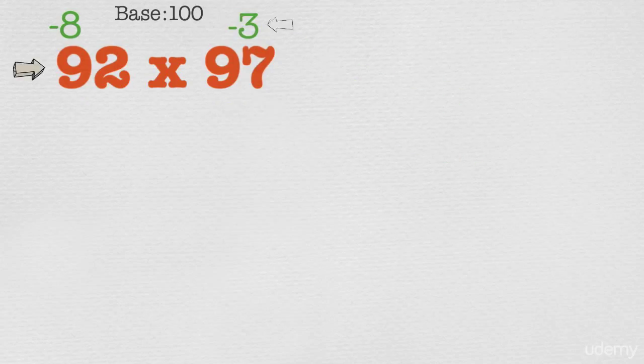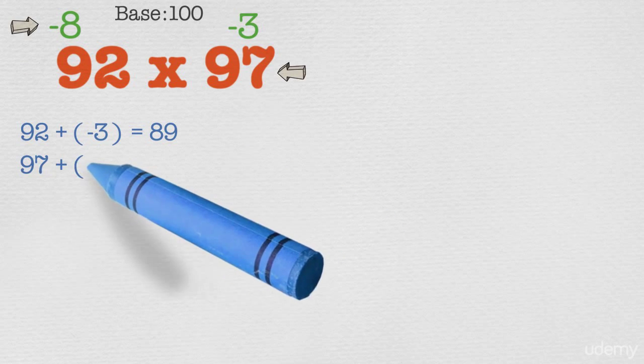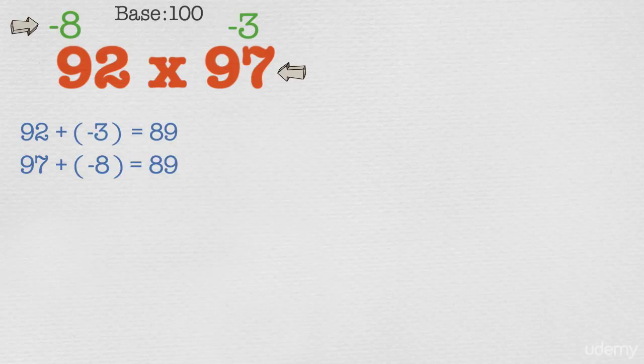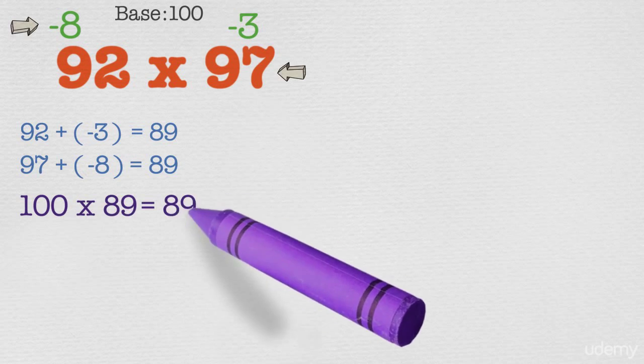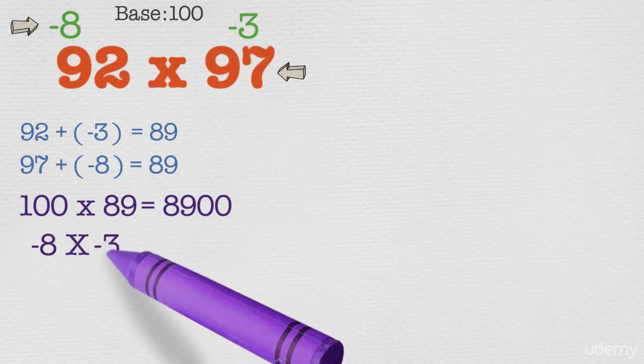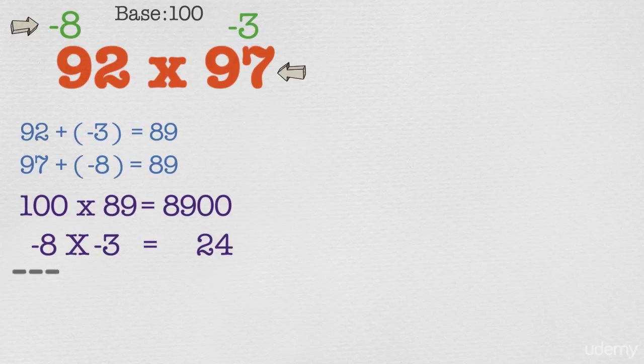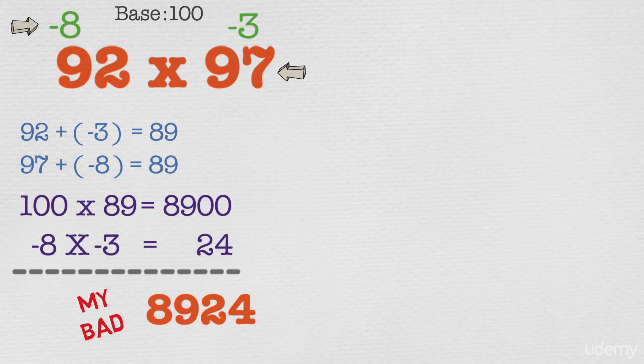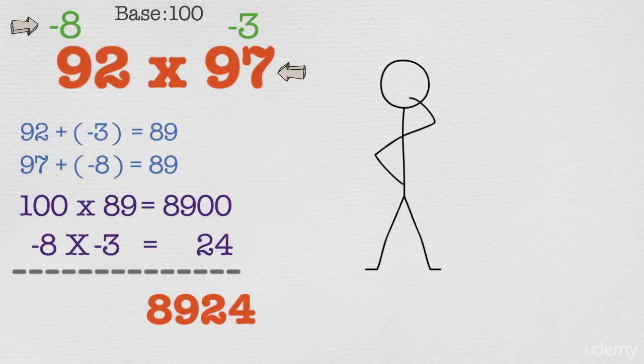We then add the first number and second difference number. We could also add the second number and first difference number and get the same result. But you knew this, right? Now we multiply this result, which is 89, with our base, which is 100. This gives us 8900. Finally, we multiply the two difference numbers. -8 times -3 is 24. And adding both these results, we get 8294, our final answer. But why does this technique work?